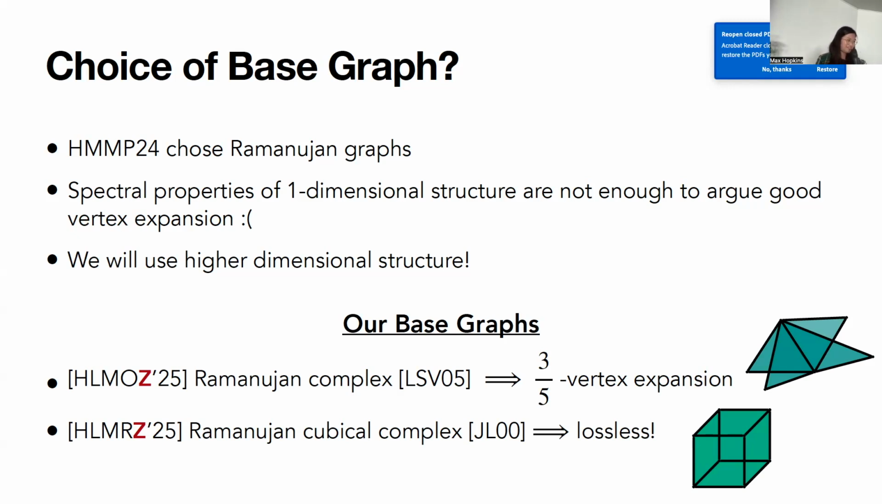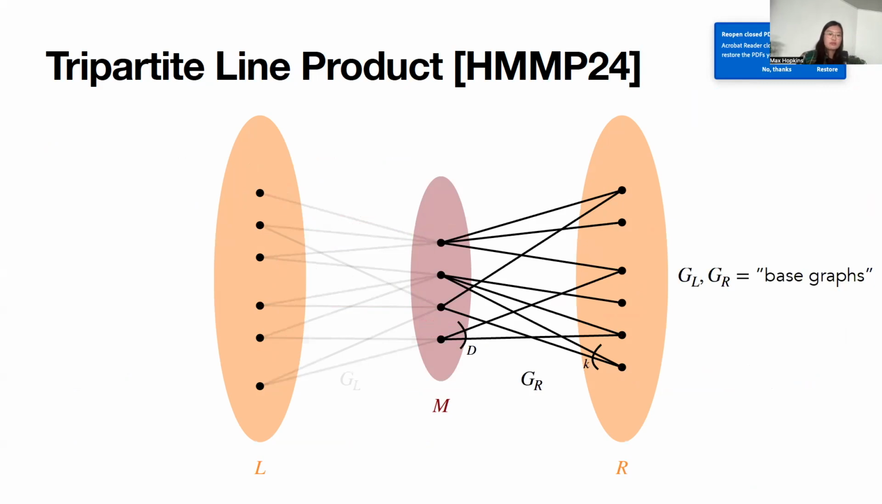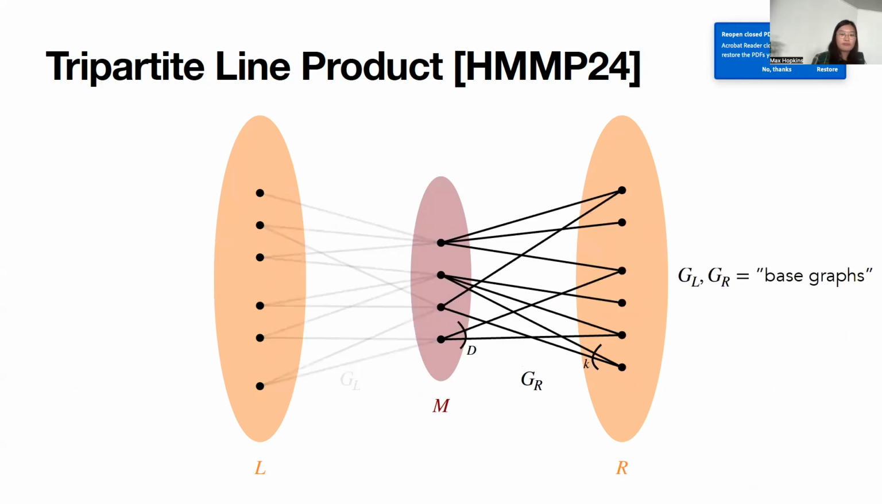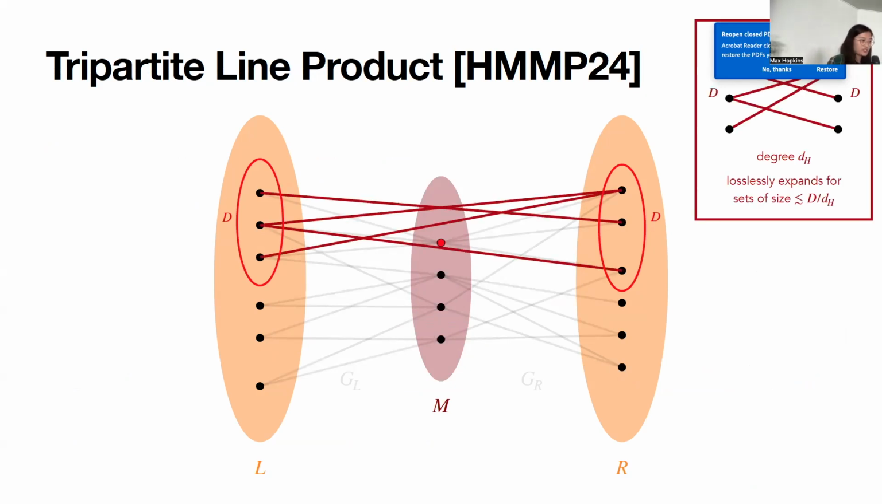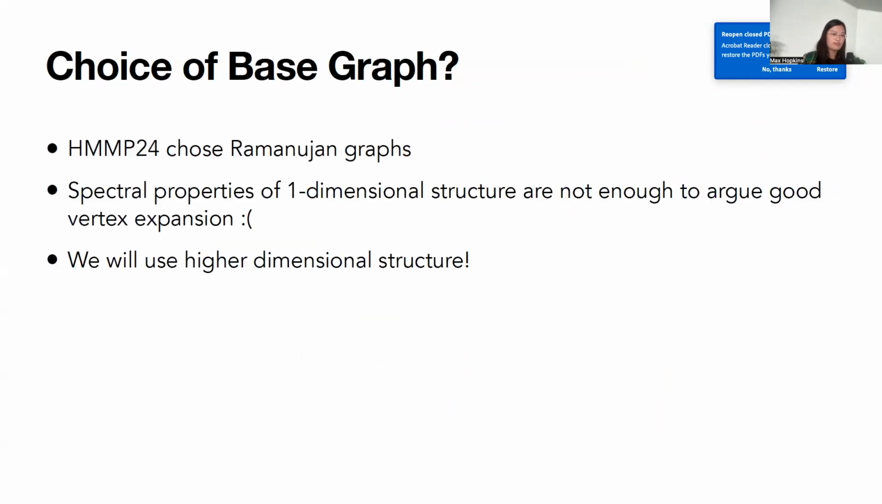Cool. Any questions? Yeah, it's a good question. So L and R are going to be connected to M by these graphs GL and GR. And for every middle vertex, you look at its left neighbors according to GL, its right neighbors according to GR, and then you place a copy of the gadget graph. Okay. So that was the overall framework, and then this is the choices of base graphs themselves.